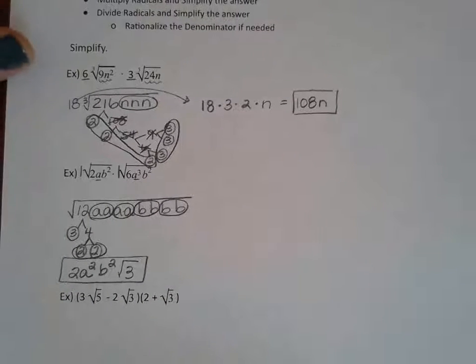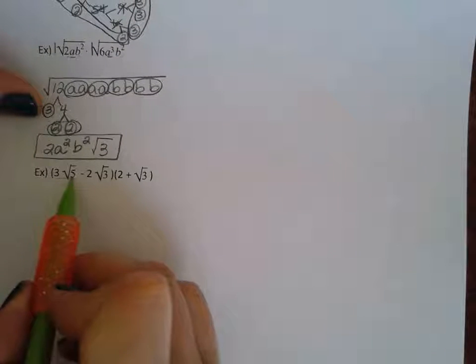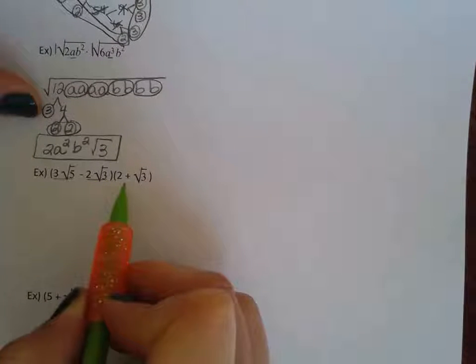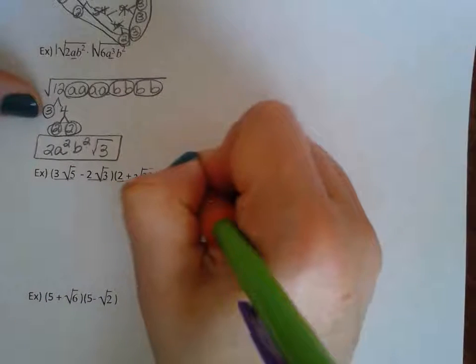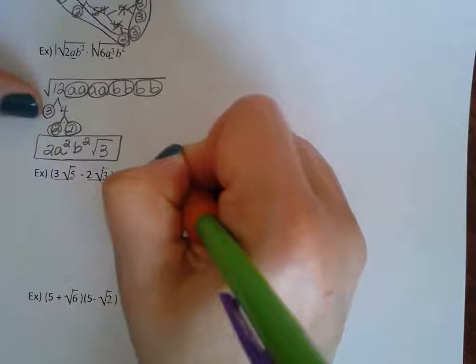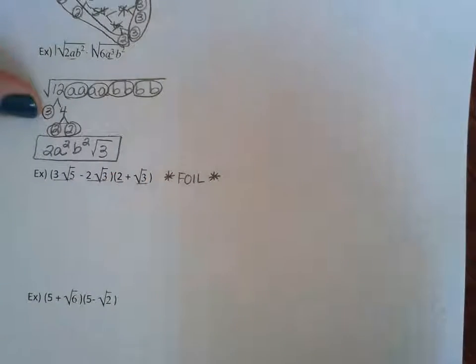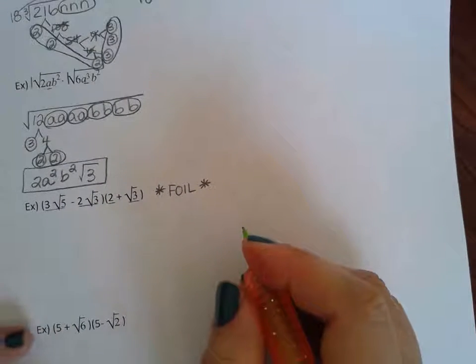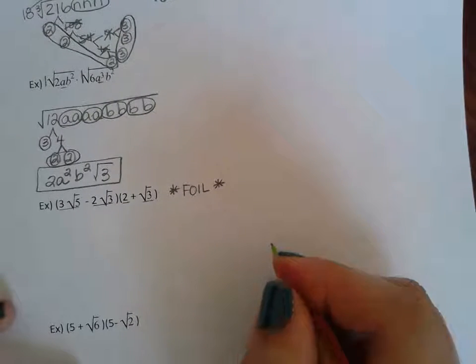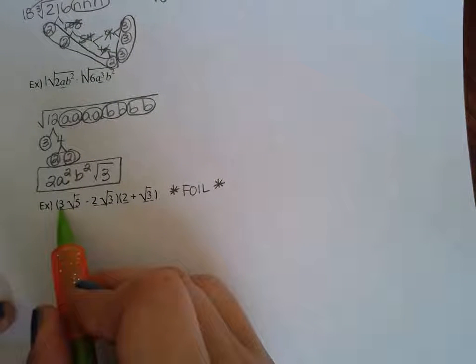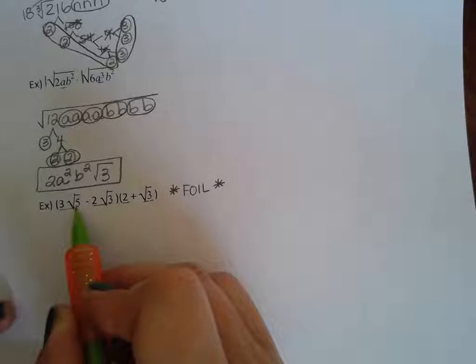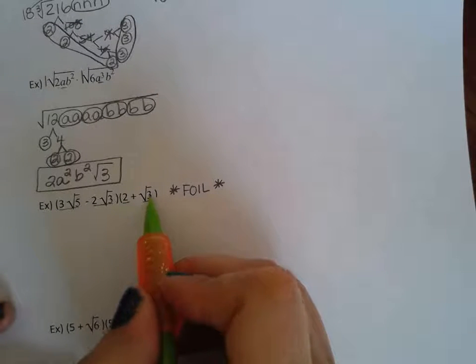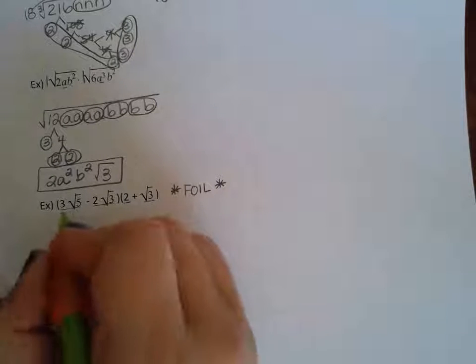Now, when you multiply binomials, these are considered binomials because it's 2 terms here multiplied by 2 terms here. You have to FOIL this. You just have to be very careful when you FOIL it. Okay? So, it's like doing the distributive property twice. Remember, an outside number can be multiplied by an outside number. A radical number can be multiplied by another radical number. Okay, so we're going to distribute.